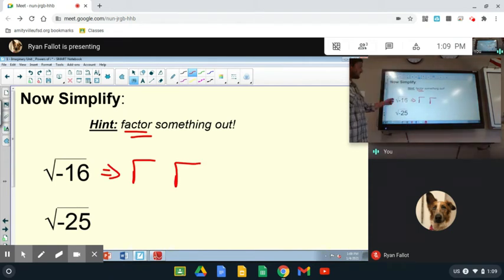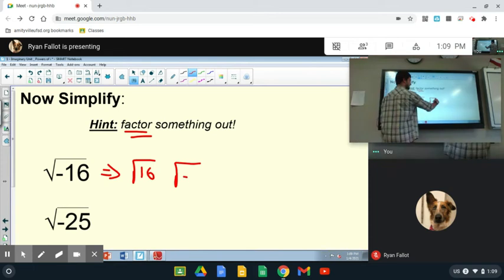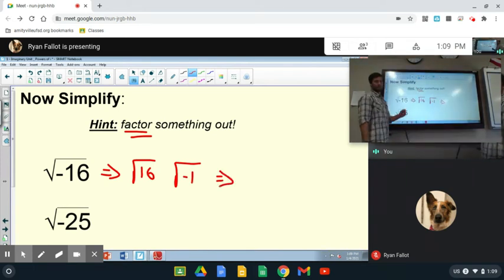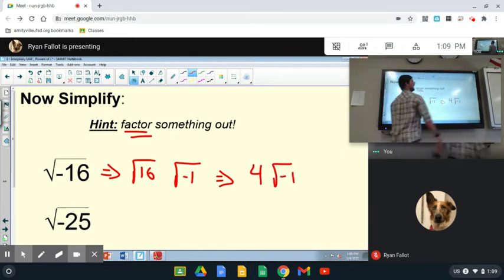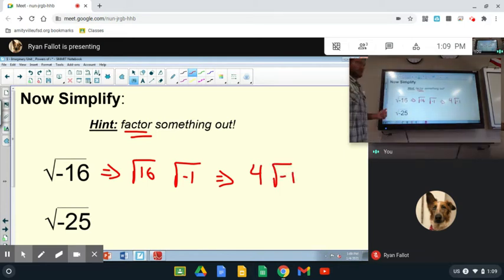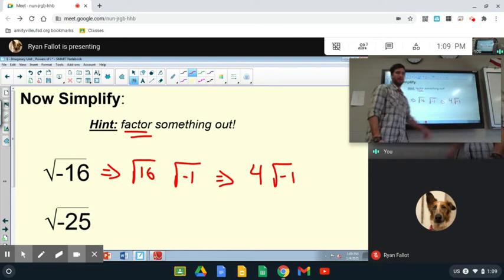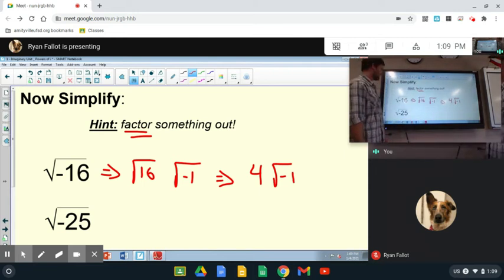Since radical 16 is a perfect square, one of those special perfect squares, we're just going to write down radical 16. And radical 16 times what is radical -16? -1. This gives us radical 16, which we just talked about is 4. Radical -1 is radical -1. It is not 1, because 1 times 1 is 1, not -1. So if that's your final answer, you're done with that for right now.